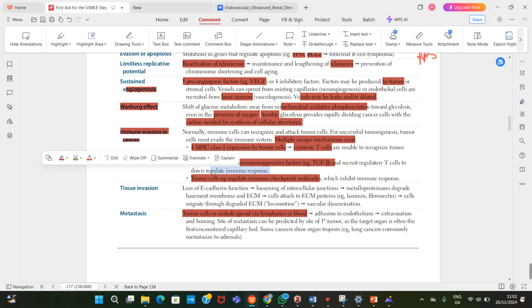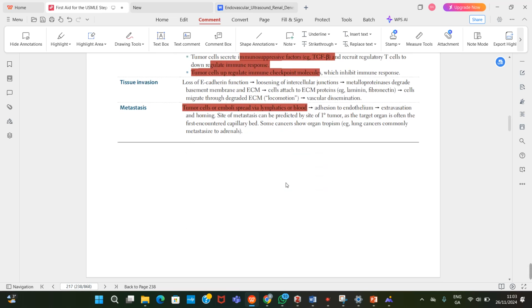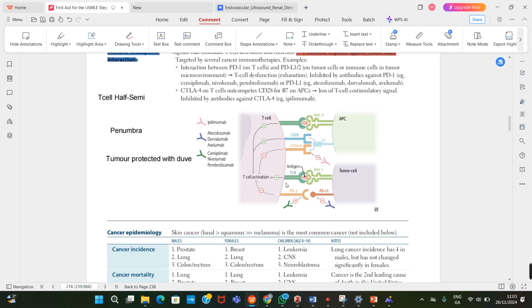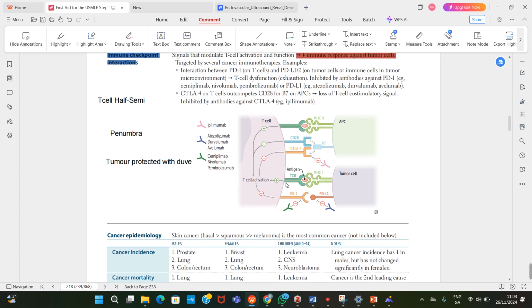We have said that transforming growth factor beta is an anti-inflammatory mediator. So if the tumor cells are pouring out this molecule, do we think any inflammatory response is going to happen? No. So the third mechanism is to upregulate some immune checkpoint molecules. Now I'm going to go to that immune checkpoint and explain it once and for all.